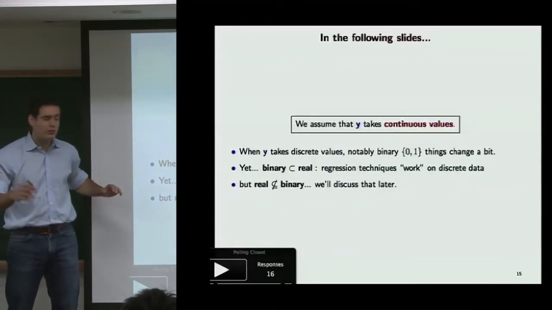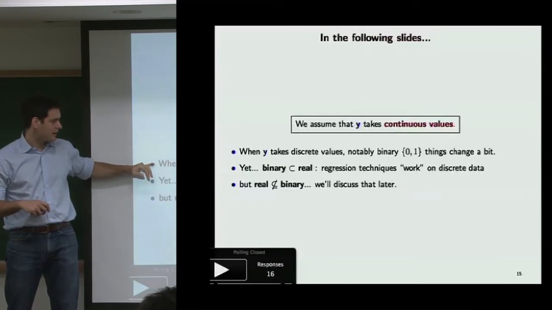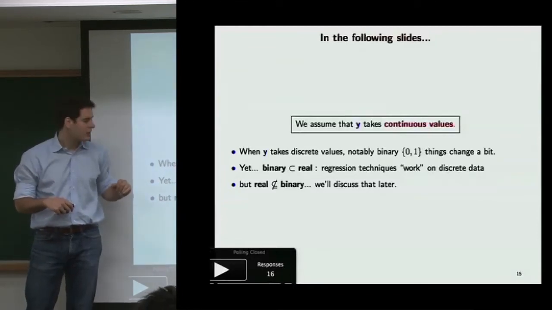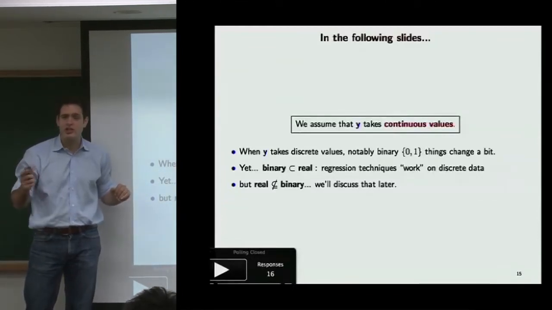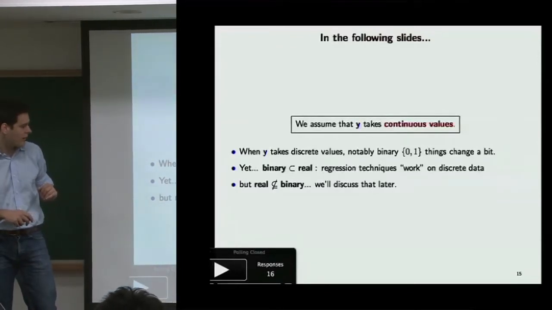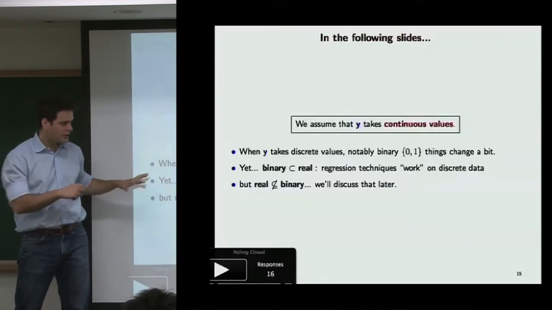So what you have to know is that we will assume that y takes continuous values, and when y takes discrete values, notably binary values, things change a bit. So the methods can change a bit, the names can change a bit. And if we even have not binary, but multi-class classification, what is called multi-class classification, where there are many possible labels in a discrete set, then it's another name again. But they're not really the same.